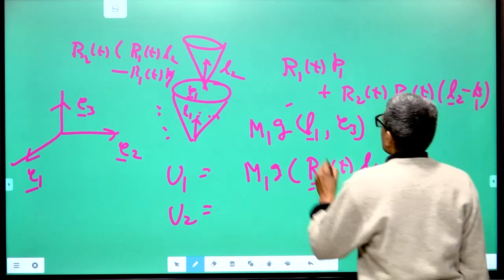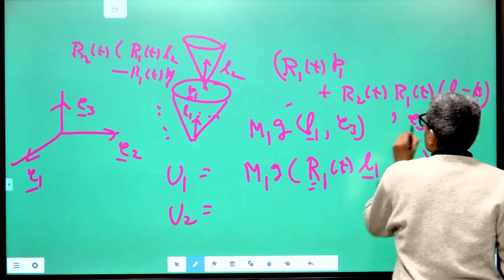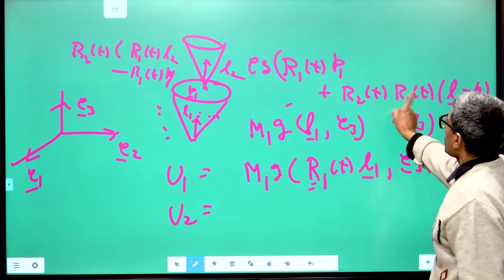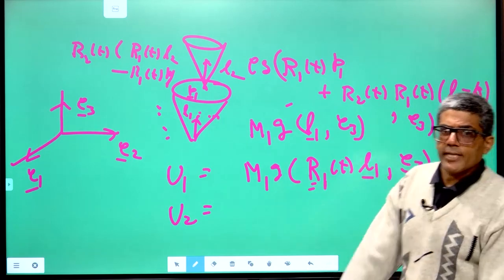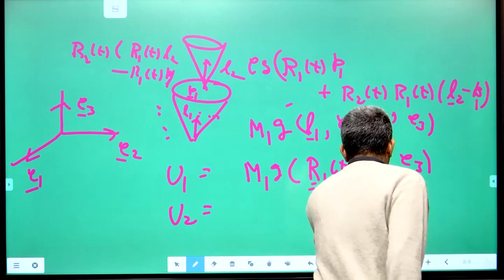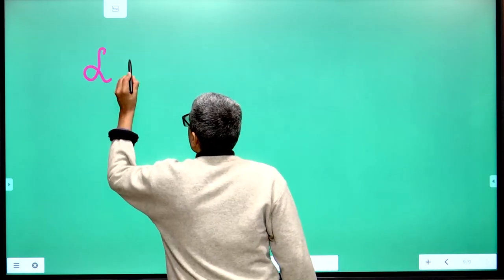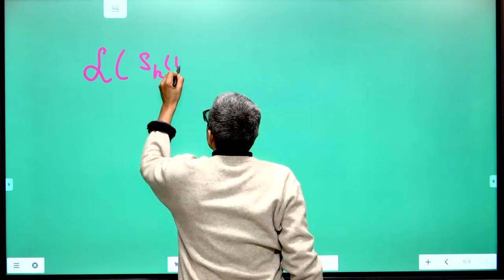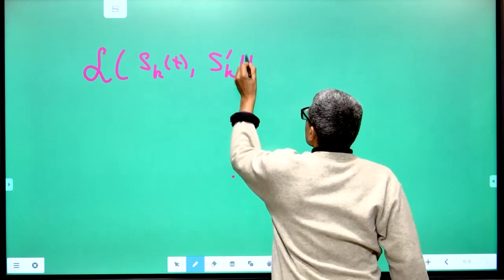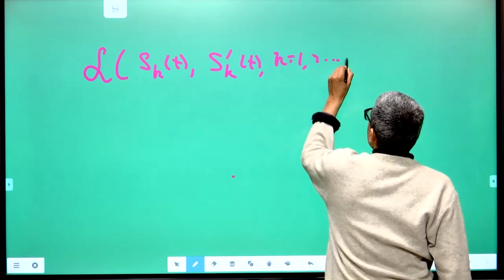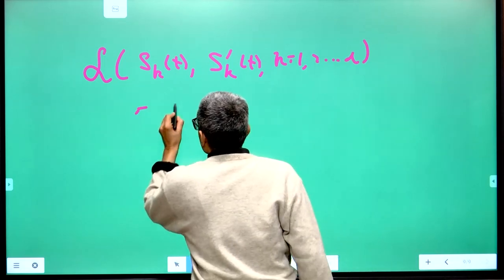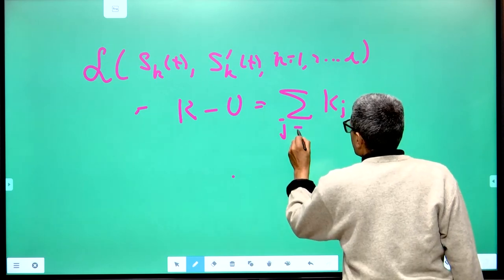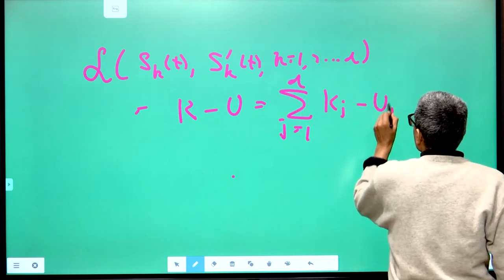So if you look at the projection of this along the E3 axis and multiplied by rho g, that will be the potential energy of the second link, and R2(t) R1(t) is S2(t). So you can see that the whole potential energy is simply a linear form in the Sk(t)s, which means that the total Lagrangian of the robot can be considered as a function of these rotation matrices Sk(t) and Sk'(t), k equals 1, 2, etc., d. This is the Lagrangian, which is the total kinetic energy minus the total potential energy, which is nothing but the sum of the total link kinetic energies minus the link potential energies.